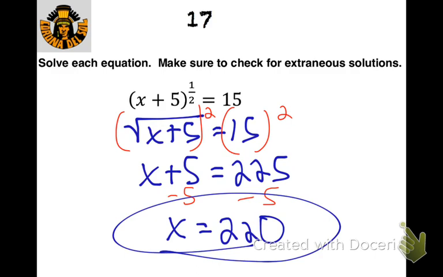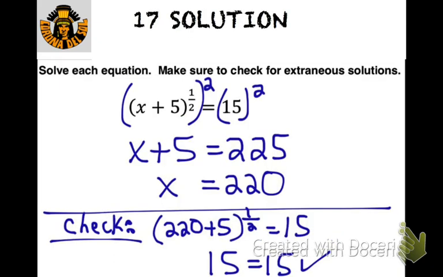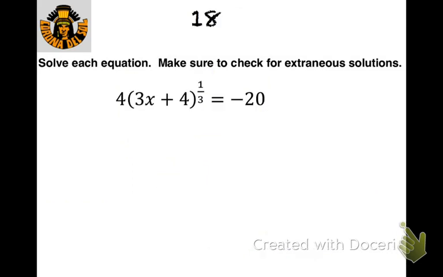Always got to check your answers, so make sure you throw it in there. I'm going to save a tiny bit of time and not check every single one, but I'm going to do a little mental math. This is 220 plus 5, that's 225. That's the square root of 225, which is 15, so check. It does work. Of course, I have it on the next slide, too. I'll just check the slide on the next one for checking.